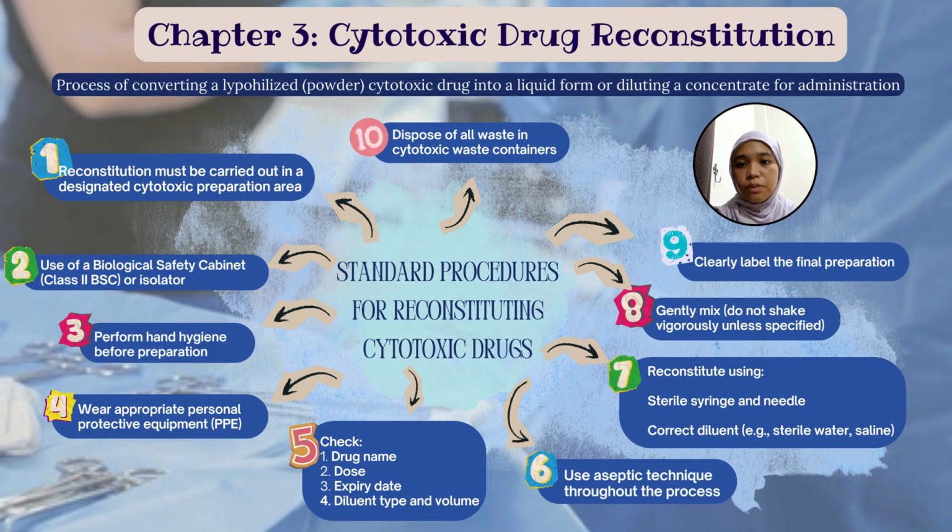Cytotoxic drug reconstitution is a process of converting a lyophilized powder cytotoxic drug into a liquid form or diluting a concentrate for administration. Cytotoxic drug reconstitution must follow strict standard procedures to ensure patient safety and prevent contamination. Usually, this process is carried out in a designated cytotoxic preparation area inside a Class 2 biological safety cabinet. Before preparation, healthcare personnel must perform proper hand hygiene and wear appropriate personal protective equipment. The drug name, dose, expiry date, and the diluent must be carefully checked before the preparation. Moreover, aseptic technique must be maintained throughout the procedure using sterile syringes and needles.